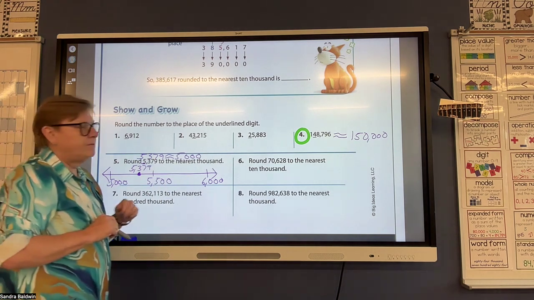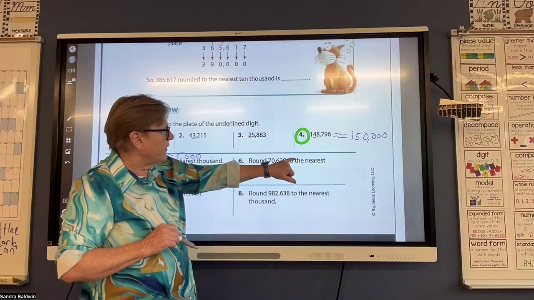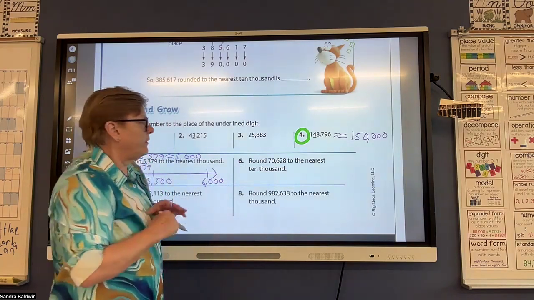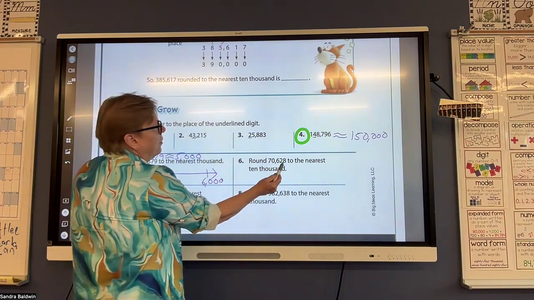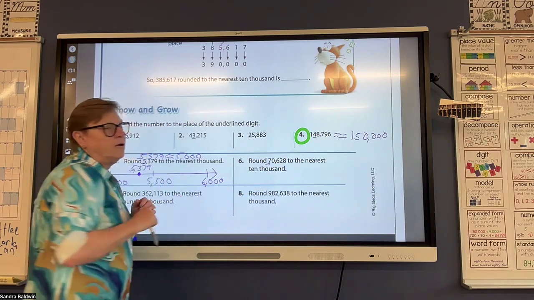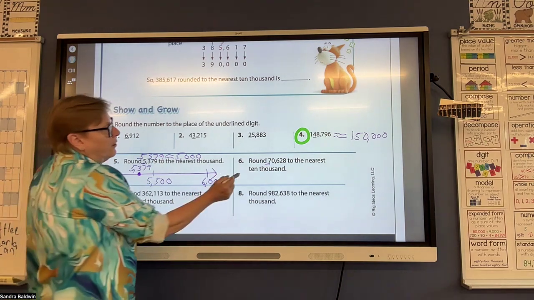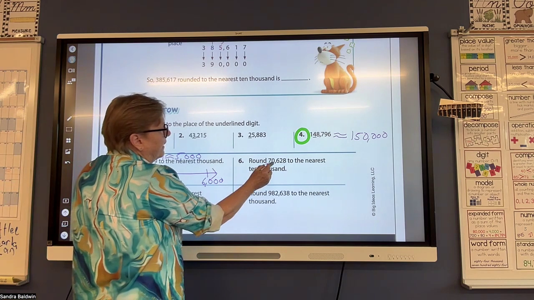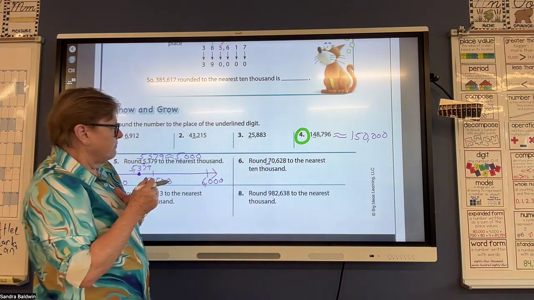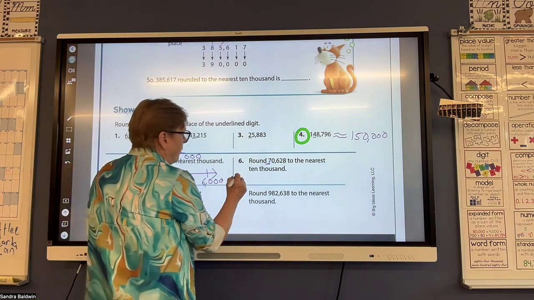Number 6, round 70,628 to the nearest 10,000. All right, let's see what digit is in that place. Ones, tens, hundreds, thousands, 10,000. That 7 represents the 10,000. So it's going to be between 70,000 and 80,000, because one more than 7 is 8. So let's draw the number line.